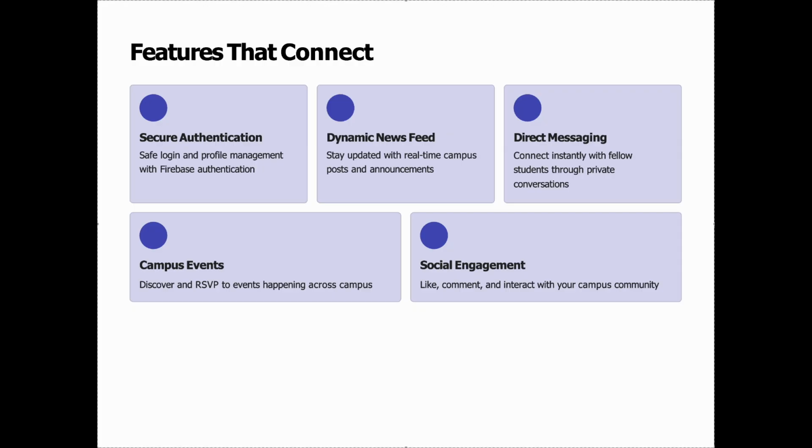So, what does the student actually experience? QuadConnect offers 5 core features. First, secure authentication and profiles. Second, a dynamic news feed that updates in real time. Third, direct messaging with typing indicators. Fourth, a complete campus events hub for discovery and RSVP. And fifth, built-in social engagement through likes and comments. Together, these features turn the app from a utility into a vibrant community space.